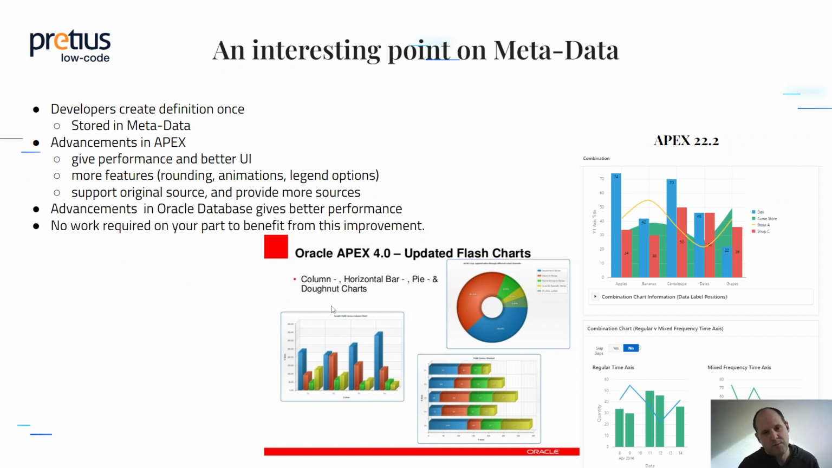Okay, so there's an interesting point on metadata as well. So the point of this is developers create a definition once, and that's stored in metadata in the database. So whenever I created a chart in Apex 4, this is what the charts looked like. This was the flash chart, so it was even better than the default charts that are available at the moment. Now in Apex 22.2, we've got these JET charts, these curvy lines, these multi-charts, all-in-one combination charts. So you've created that definition once, and then when you upgrade Apex, you get better UI, you get better animation. You may even get performance enhancements as well.